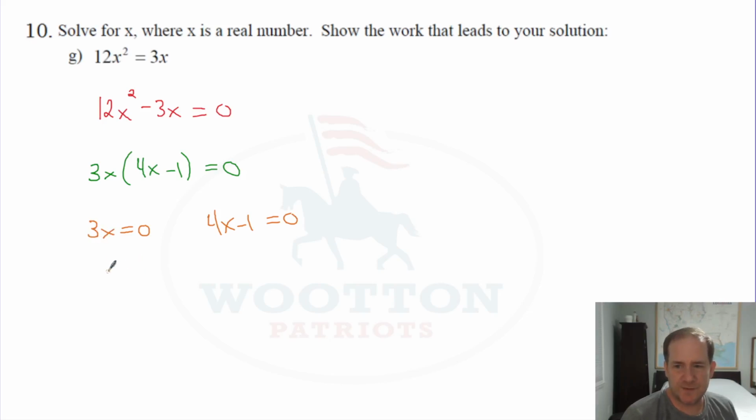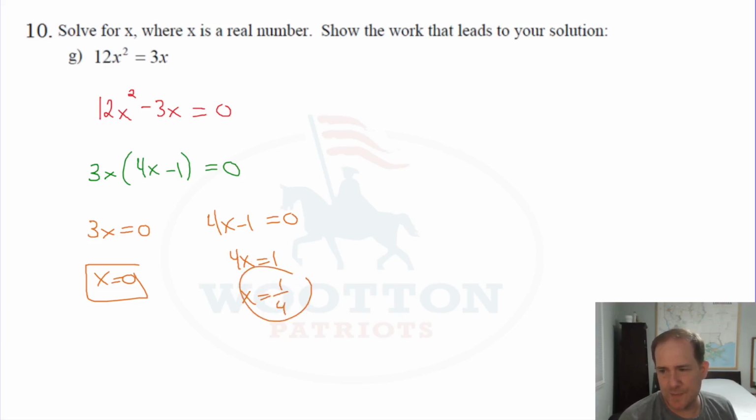Here I'm just dividing by 3, so I get 0. And here I'm adding 1, then I'm dividing. So I get x is 1/4. So the total solution set to this pretty simple seeming equation is that x is an element of the set that contains both a 0 and a 1/4.